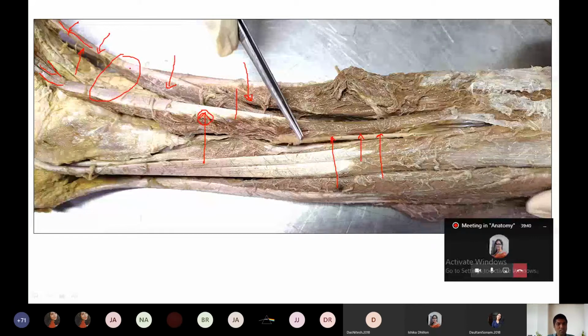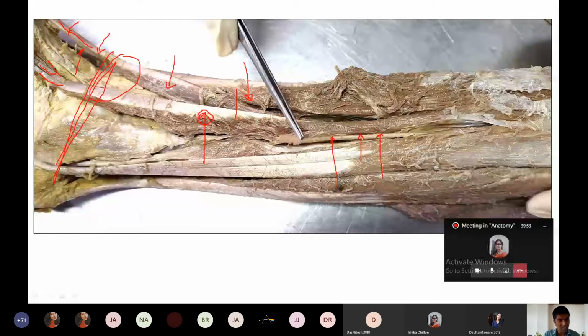What will be the action? You can tell the action. They are the extensor muscles. So they do extension at which joint? This is the ankle joint. The extension of the ankle joint is known as dorsiflexion. Flexion of the ankle joint is known as plantar flexion. So you have to say this word, dorsiflexion of the ankle joint. These are the muscles for dorsiflexion of the ankle joint.